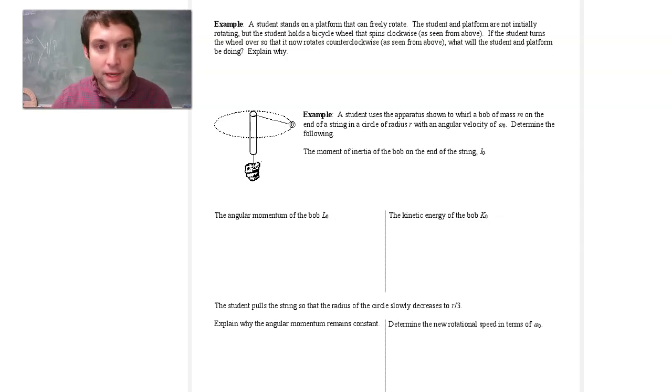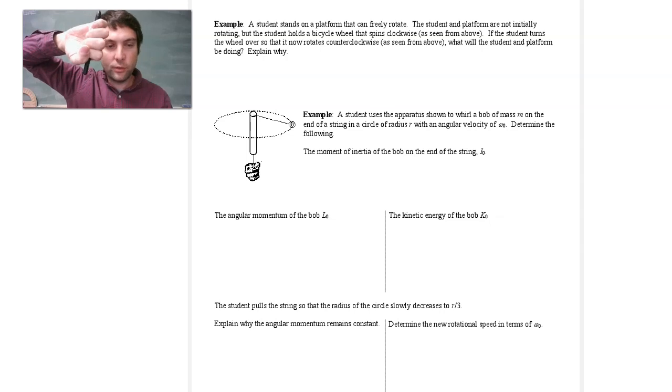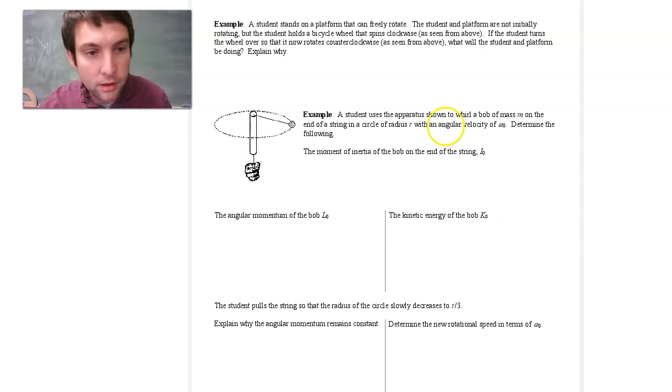All right, let's talk about that example where we had the wheel and it was one way and then we flipped it real quickly and then we started spinning on the chair. How did that happen? All right, so that's what this question is, right? Student on a platform, not initially rotating. The bicycle wheel spins clockwise as seen from above, and the student turns the wheel over.